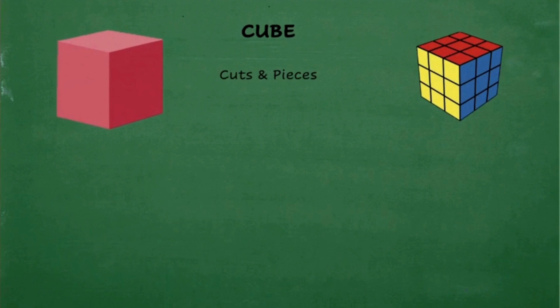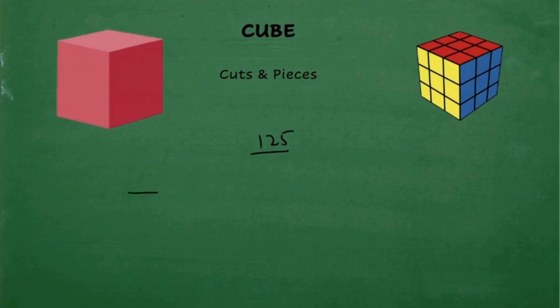So we have a number here. Let's do a question: if a larger cube is cut into 125 smaller pieces, what can be the maximum number of cuts required to make these 125 pieces? Or what can be the minimum number of cuts required? So we know that the maximum number of cuts will be when we make all the cuts in one direction, and the minimum number of cuts will be when we make the cuts in three directions.